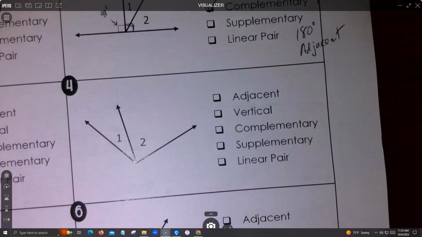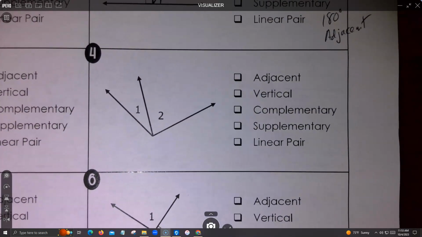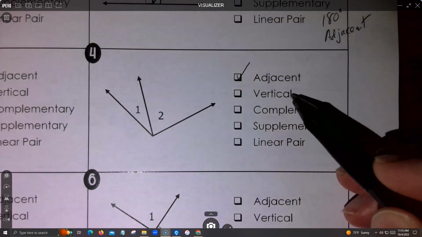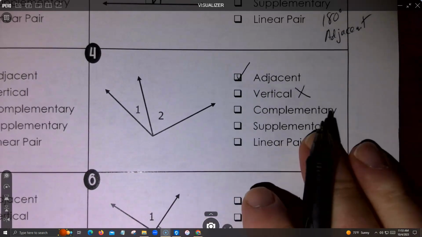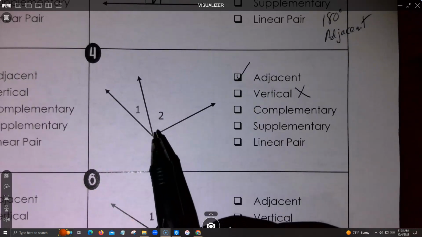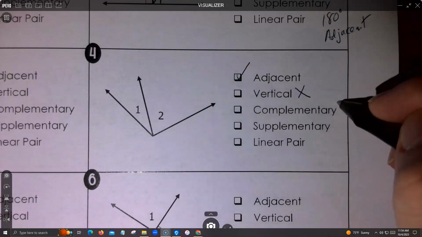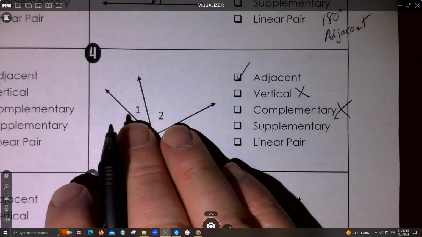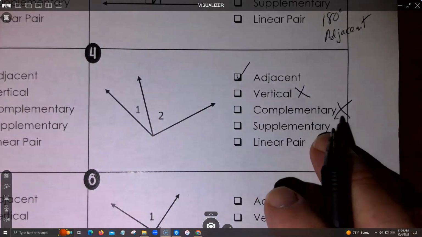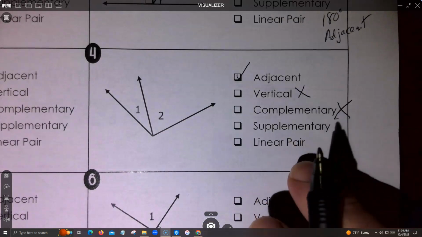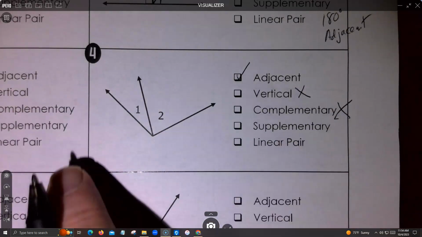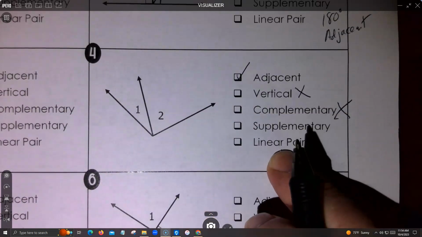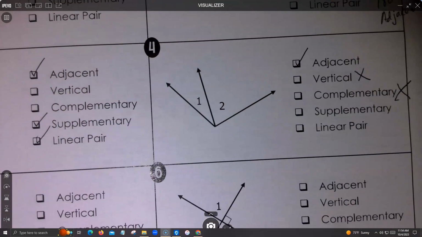Number 4. Okay, number 4 says, are they adjacent? Or do they share a common side? Yes. Again, if they're adjacent, they cannot be vertical. So this is out. Okay, complementary. Do I have any way of knowing that these add up to be 90 degrees? Nope. Okay, supplementary. Do I have any way of knowing this is equal to 180 degrees? No. So they're not supplementary, and the two angles don't form a straight line, so it can't be a linear pair either. So the only thing these are is adjacent.